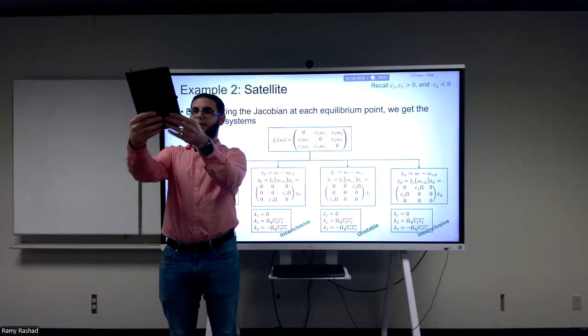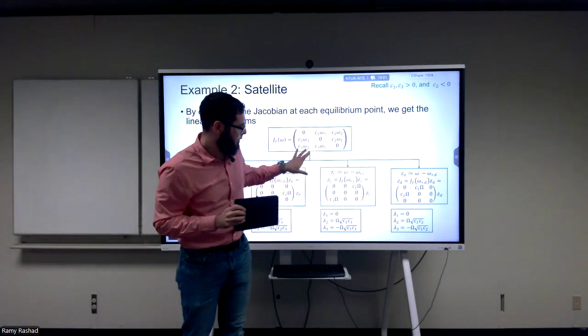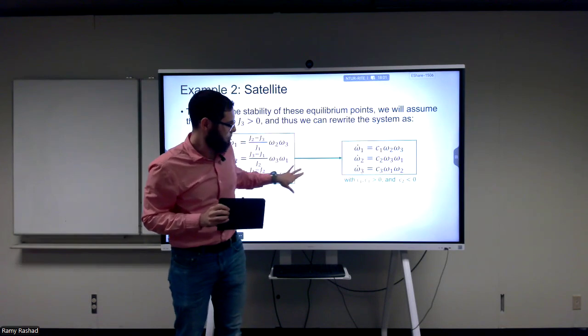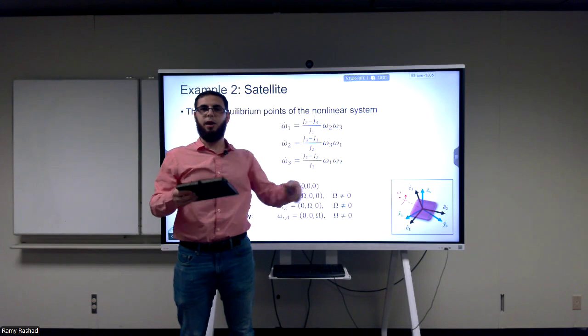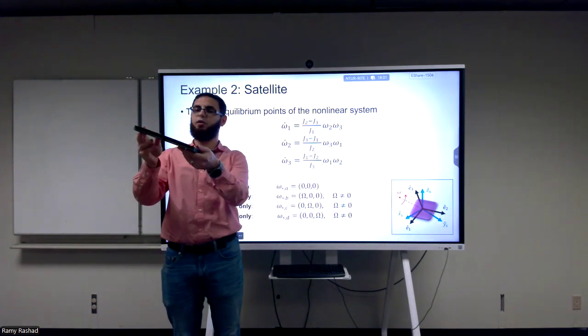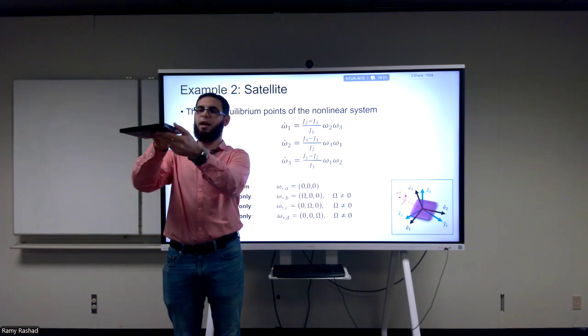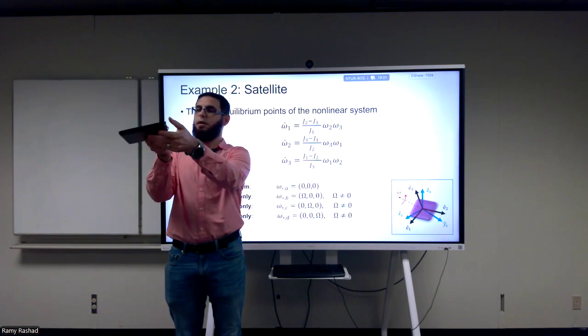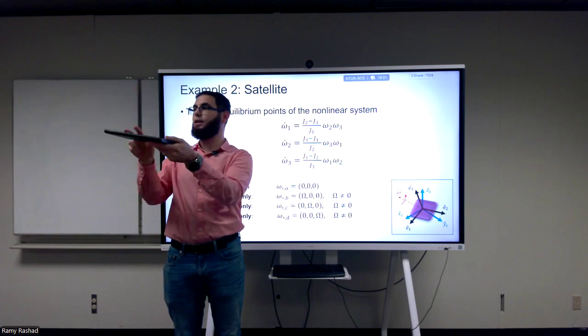So this is a book, and it's a simple physical system that we're talking about here. We want to study the stability of it rotating around this axis, and around this axis, and around this axis. So these are three different axes.